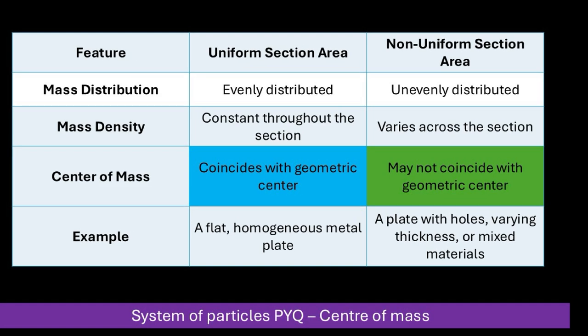Now, if you have to consider the differences between uniform section and non-uniform section, we discussed right now that the center of mass would coincide with the geometric center when the given lamina under consideration has a uniform section, and it may not coincide with the geometric center when the given lamina is of varying thickness or of non-uniform thickness. Okay, so I hope this concept is clear, the significance of geometric center.